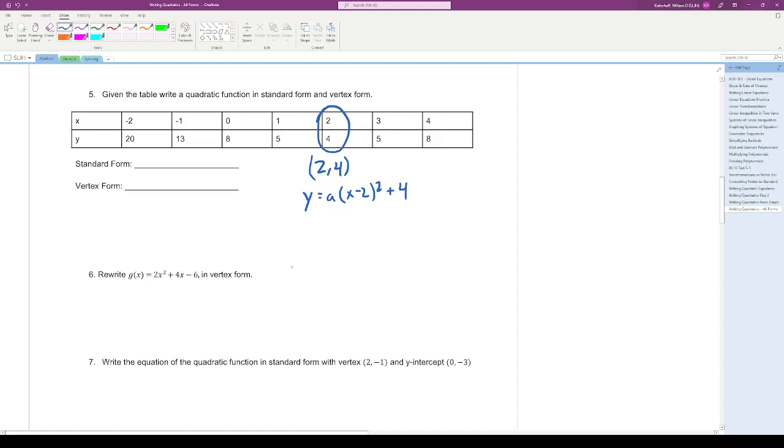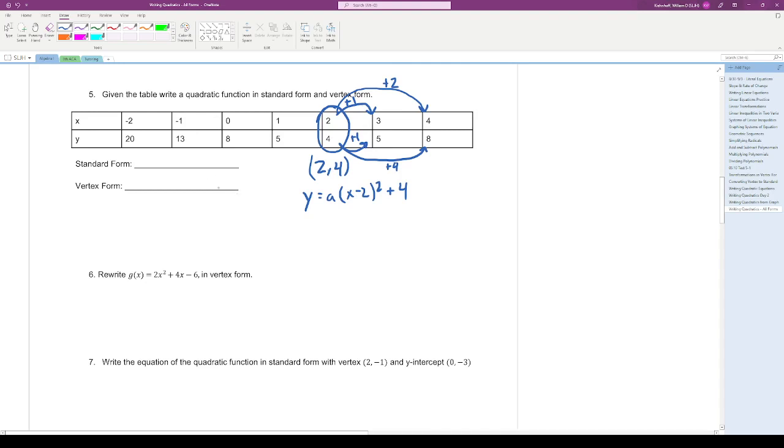We also talked about in graphing that you can use the expected growth rate for the parent function and compare it. So if I go plus 1 and plus 1, and then I go plus 2 and plus 4, that's my standard parabolic growth rate. So I know that my a value has to be 1. But you can also find it by plugging in a point. That would work just fine.